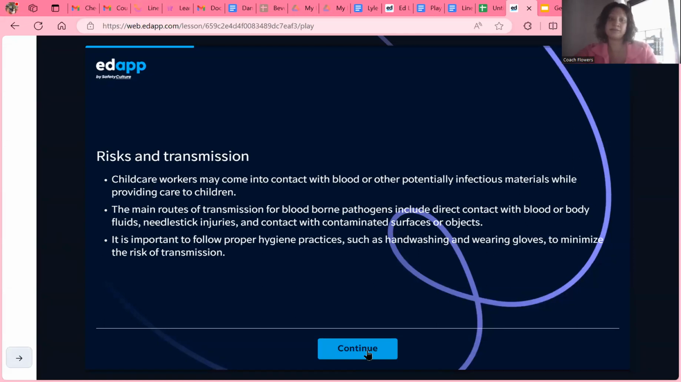Risk and transmission. Child care workers may come into contact with blood or other potentially infectious material while providing care to children. The main routes of transmission for bloodborne pathogens include direct contact with blood or bodily fluids, needle stick injuries, and contact with contaminated surfaces or objects. It is important to follow proper hygiene practices such as hand washing and wearing gloves to minimize the risk of transmission.